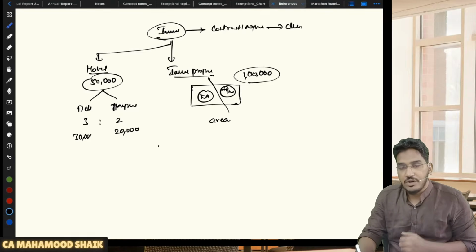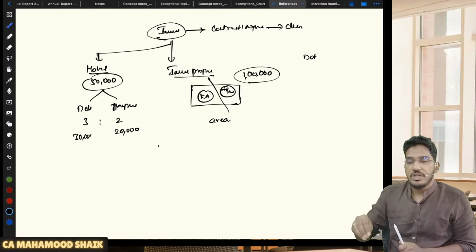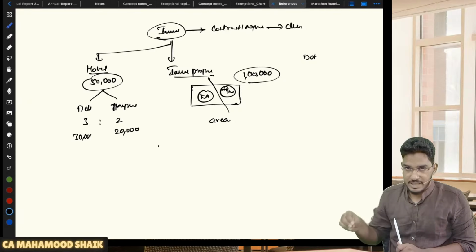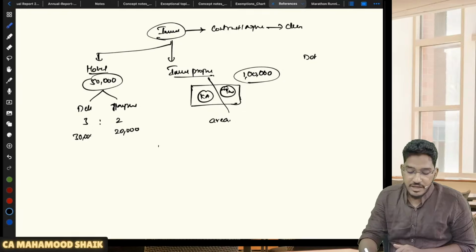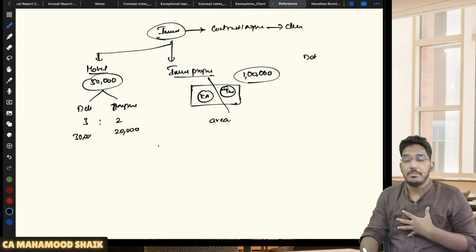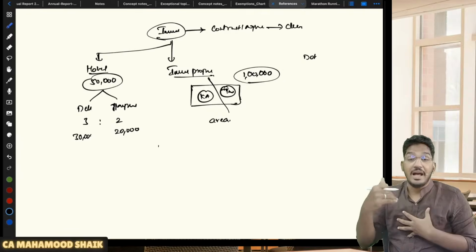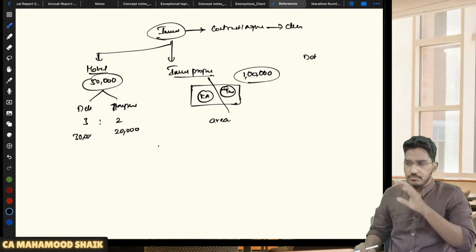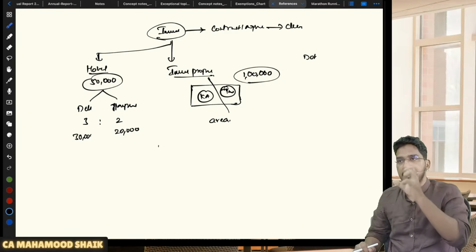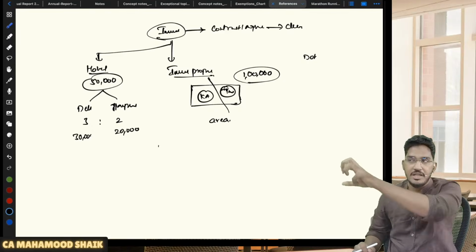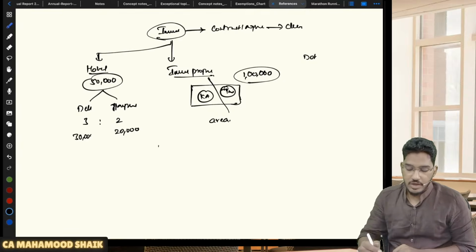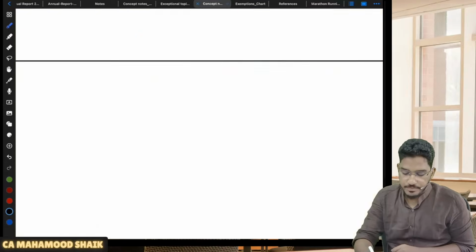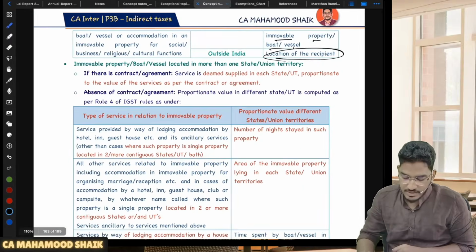In case you are availing accommodation services in a boat or a vessel, which is not going to remain in one state but is going to go through various states during your stay, how do you bifurcate the value? In that case, the value will be bifurcated on the basis of time spent by that boat or vessel in each state, as declared by the operator. The operator will give a declaration that this boat has spent this much time in this state. Based on that, you are required to divide the value.